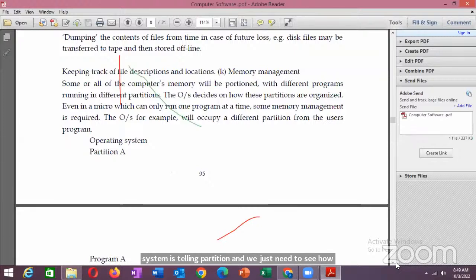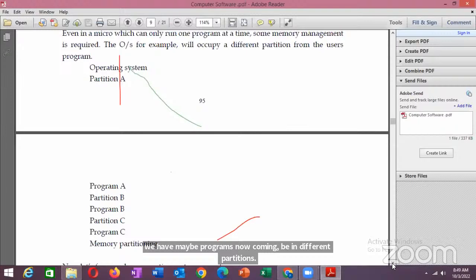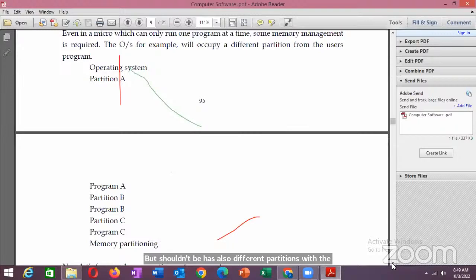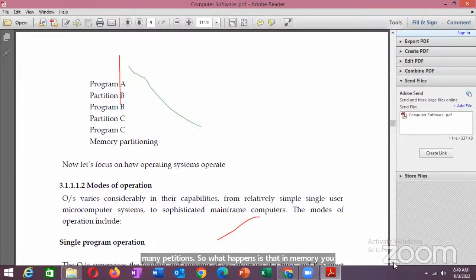Normally in the computer, they refer to that as C. Then we have the programs coming in different partitions. Partition B has different programs, then partition C. So you can have many partitions. In memory, you can partition it into C, D, E, F, G and store your data in different partitions. So it means you're just splitting. And if it is full, then you can use external backing storage to make sure that you are able to store your data and you don't lose it.